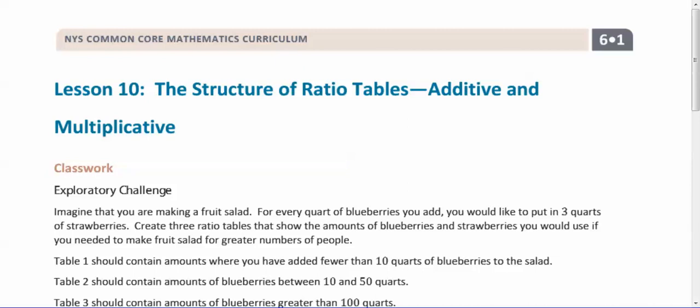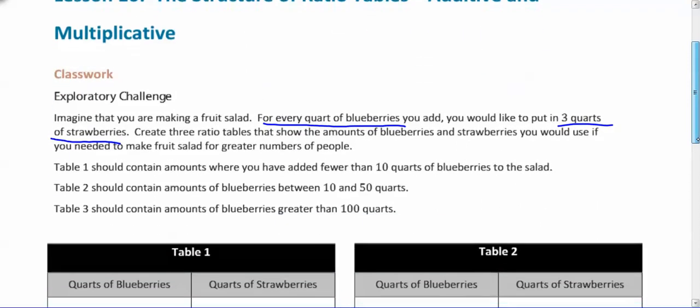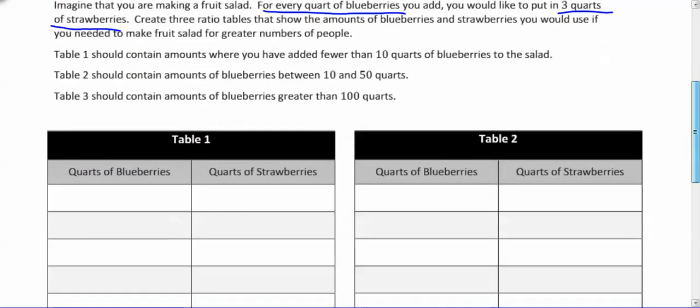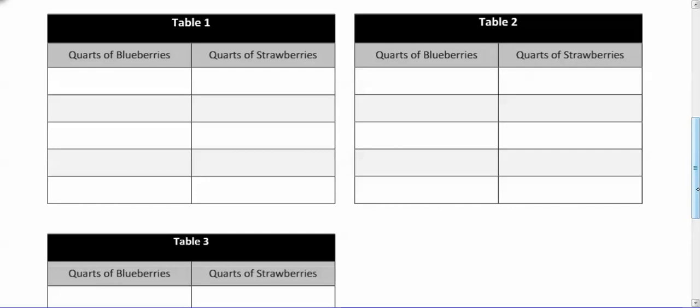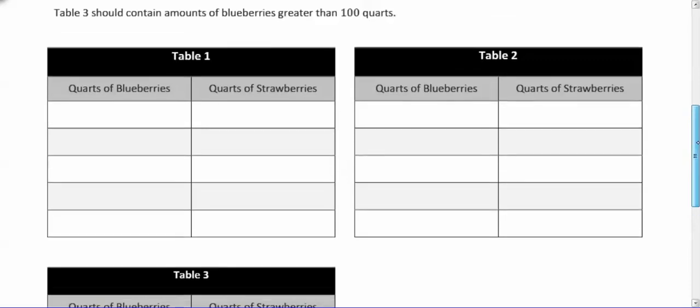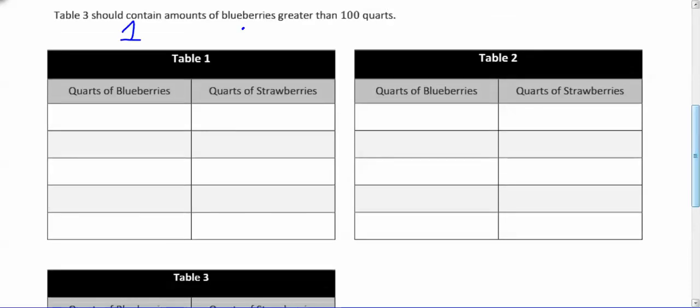It says, imagine you are making a fruit salad, and for every quart of blueberries you add, so let's underline that, for every quart of blueberries, you would like to put in 3 quarts of strawberries. It never says how many quarts of blueberries. What does that imply when it says for every quart of blueberries? What number is implied without actually being stated? Xavier? 1. Very good. When you see that and they don't give you a number, it is implied that it's 1. So essentially we're making tables based on that ratio of 1 quart of blueberries to 3 quarts of strawberries.